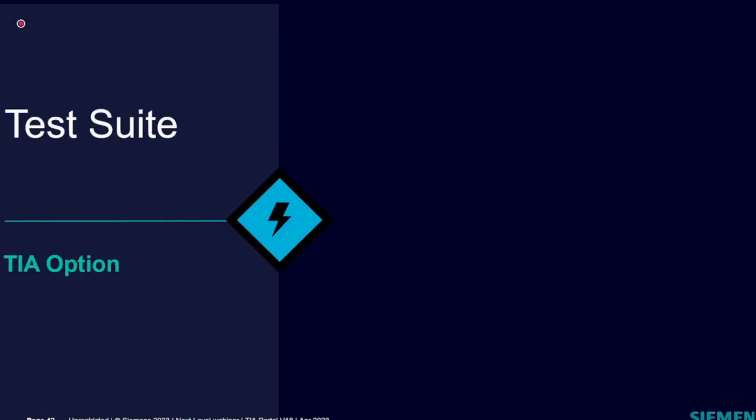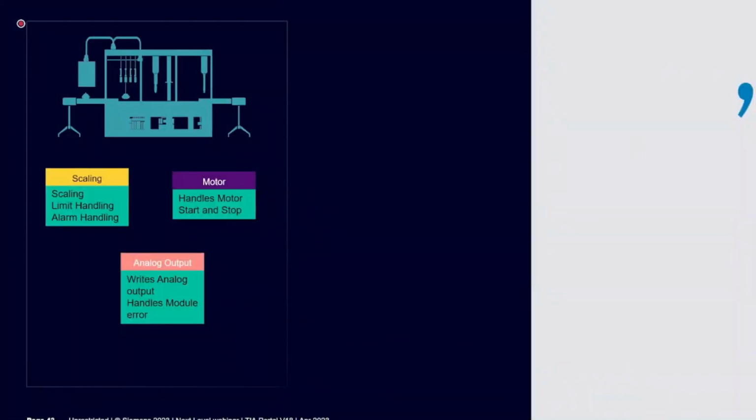The next TIA Portal option we are going to see is the test suite. Before I go into test suite, I just want to give you a glimpse of why we need test suite exactly. Let us take an example. An OEM is developing a machine and he is modularizing his machine. Here I have shown an example where, using the analog output, we are controlling the motor. For this, he has identified that he wants to develop a three-module program: first is scaling, motor, and analog output.